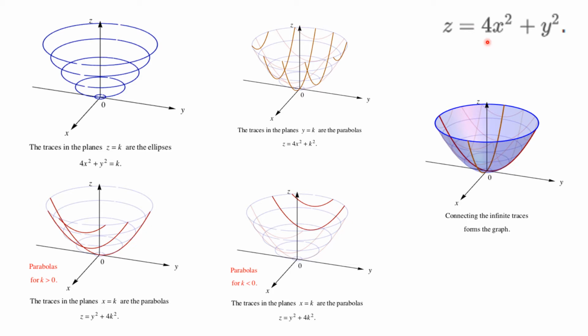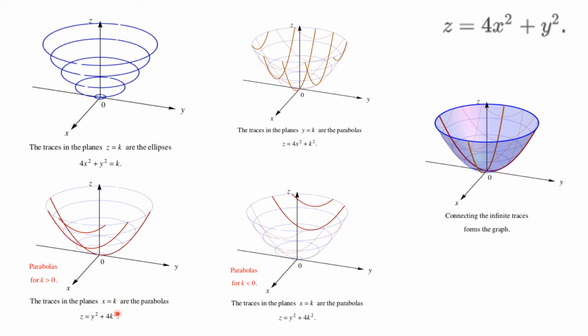Okay, this is the equation that we had. So if we look at traces in the plane where z is equal to k, we just put k where z is. And we get 4x squared plus y squared equals k, and those are going to be ellipses. Now notice that k can't be negative because z is the sum of two things that are being squared. But these are going to be ellipses, and as z gets bigger, the major axis of the ellipse gets bigger, and the ellipse gets bigger as it goes up.